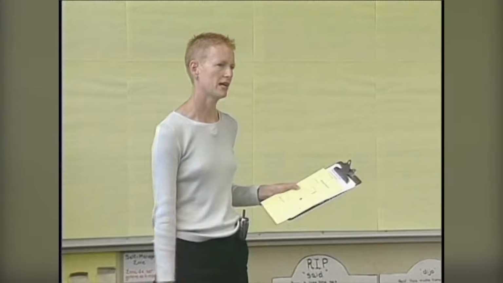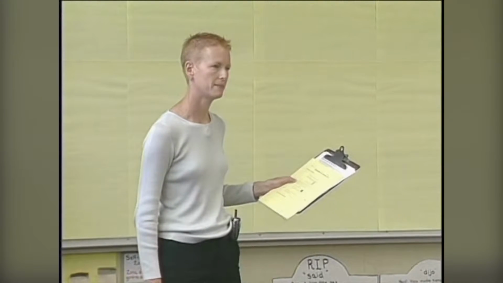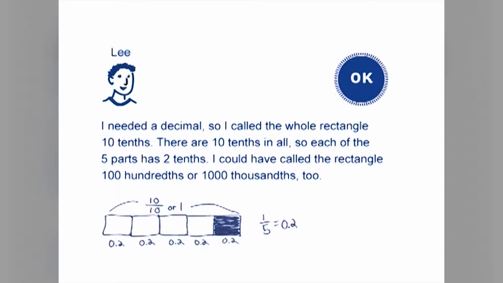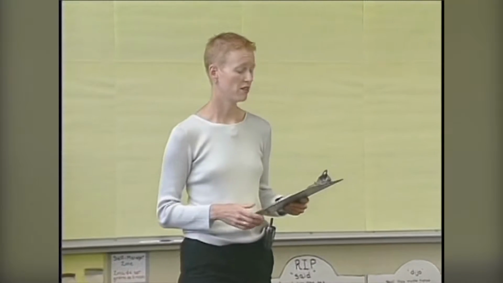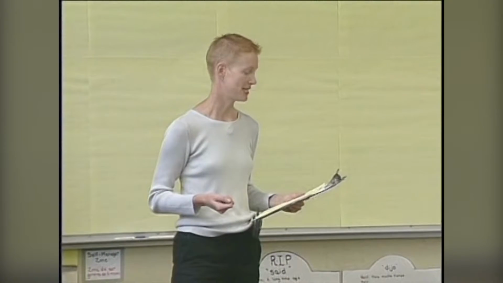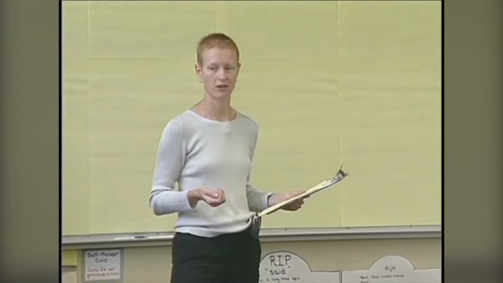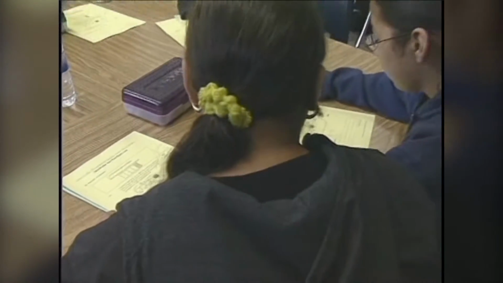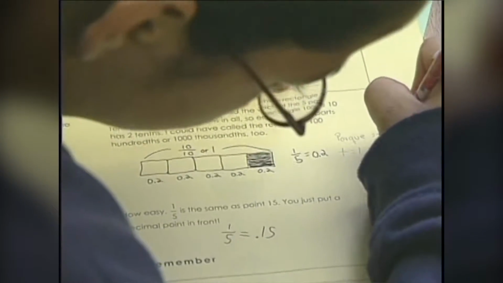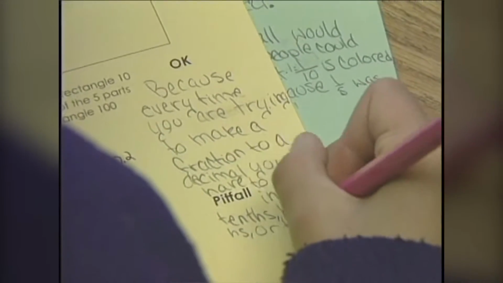It says okay next to Lee's work, and let's read what he said. I needed a decimal, so I called the whole rectangle 10/10ths. There are 10/10ths in all, so each of the 5 parts has 2/10ths. I could have called the rectangle 100 hundredths, or 1,000 thousandths too. On your own, I'd like you to try and figure out why Lee said that since he needed a decimal amount, he called the whole rectangle 10/10ths. Please share what you've written and drawn and talk about why Lee would say that the whole rectangle is 10/10ths.